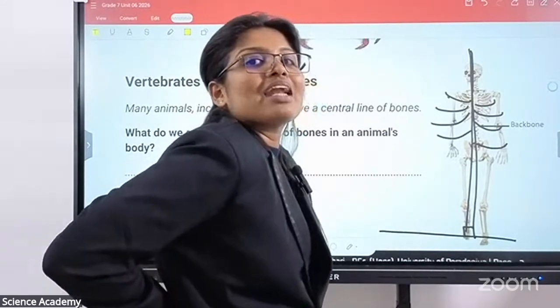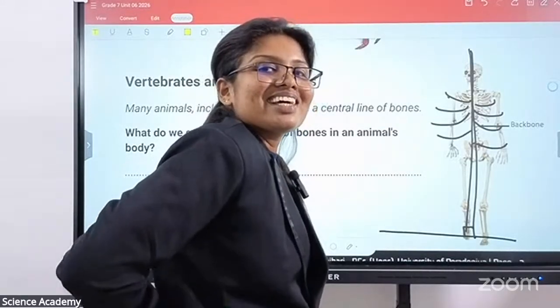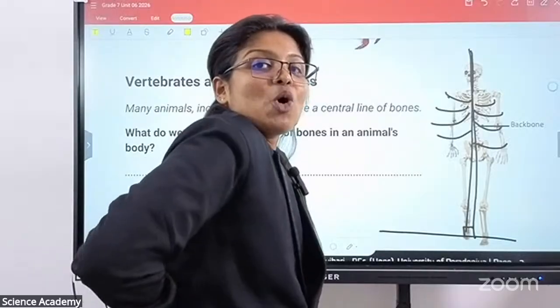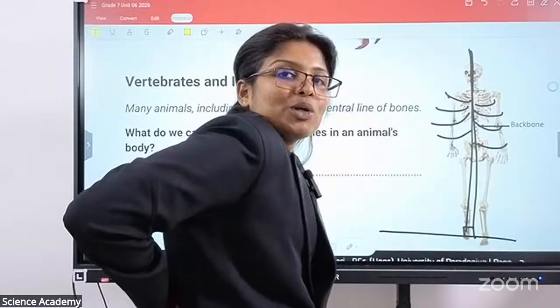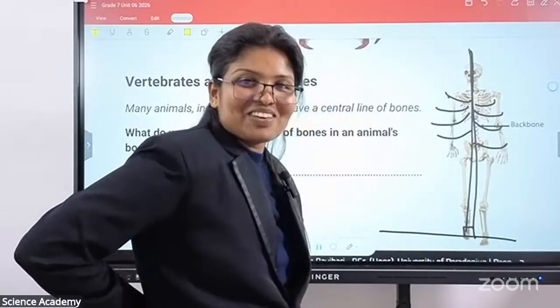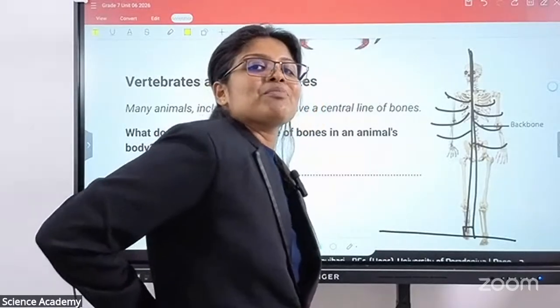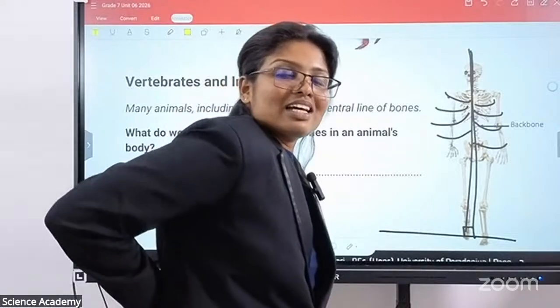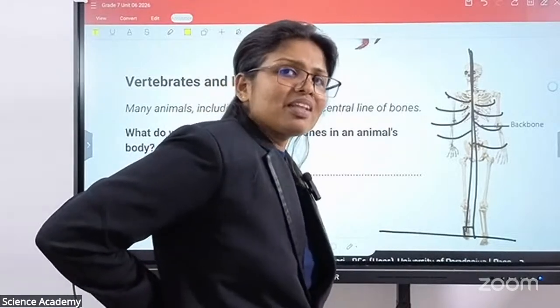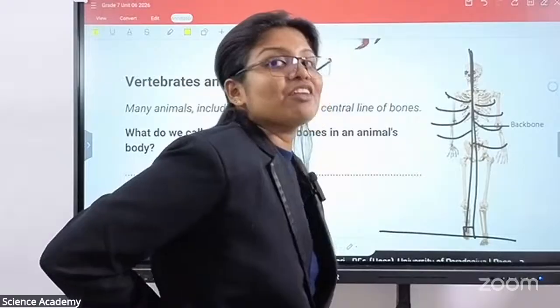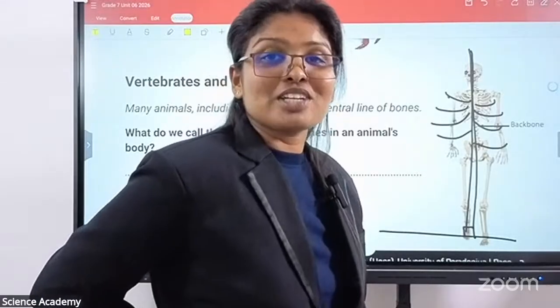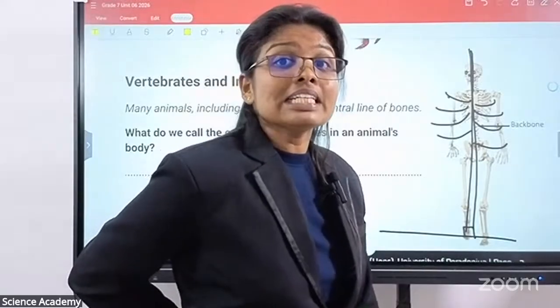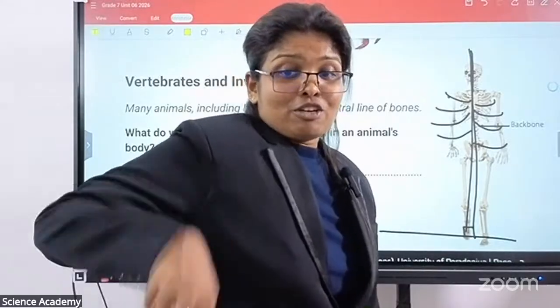Backbone. Just check whether you have a backbone. Check whether you have a central line of bones, right? So children, at the end of this central line we can touch it and feel it, right? It is said that according to evolutionary history, that is the place where our tail fell.